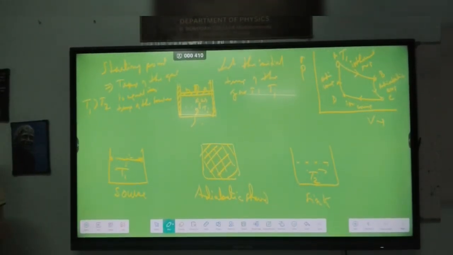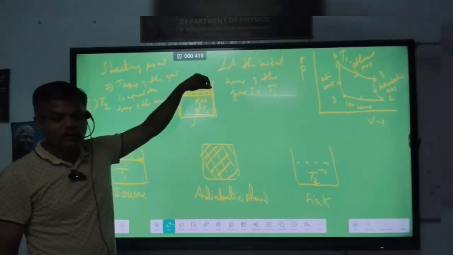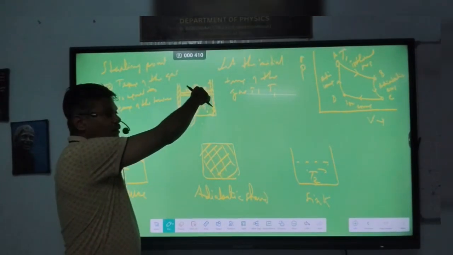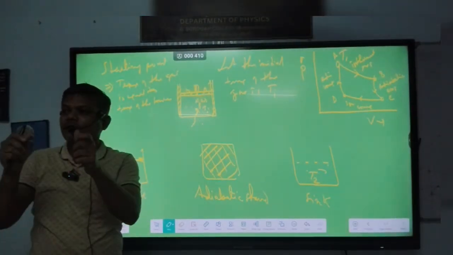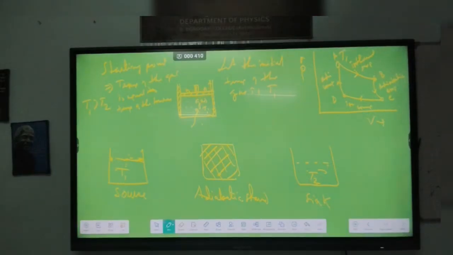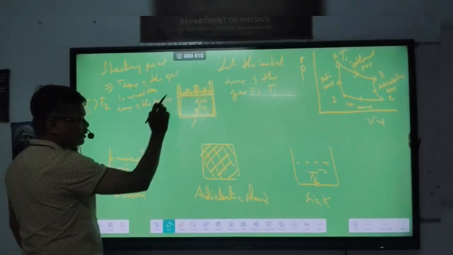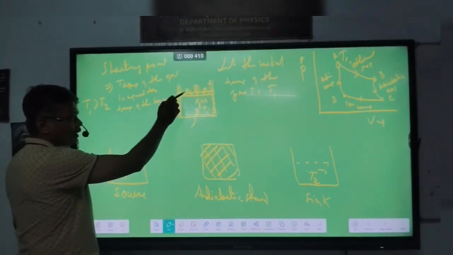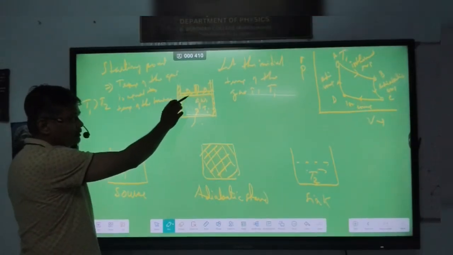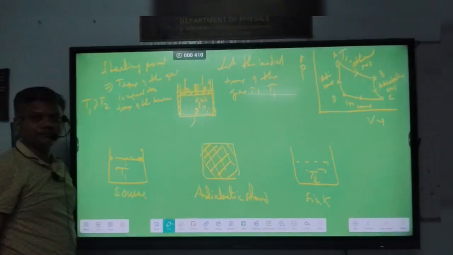You have to change the pressure. That means this weight you have to reduce. If you reduce the weight, the pressure on the gas will be reduced and it will expand. So by reducing the pressure over the piston, I am reducing the pressure. As the pressure is reduced, the piston will go up.